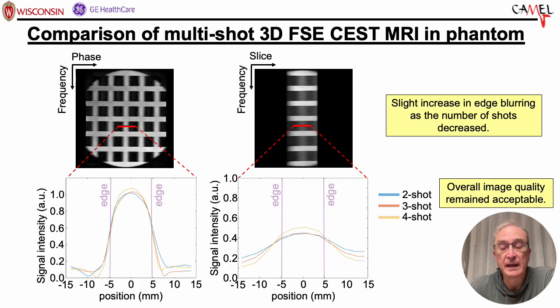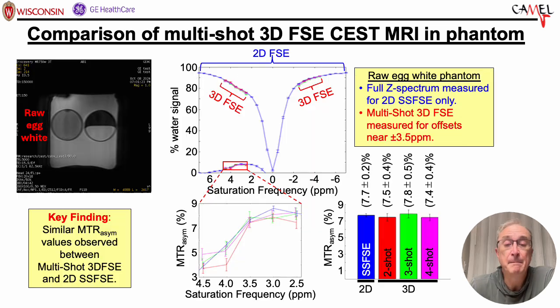Now, if we look at a calibration phantom, the red lines are then plotted for a signal amplitude in the graphs down below, the red lines on the image. And that shows that we get good edge detection in this phantom, although there is slight blurring with the 2, 3, and 4-shot techniques. Two-shot was just fine, though.